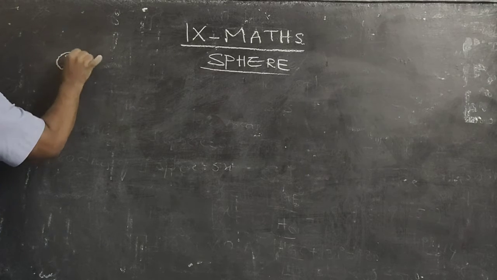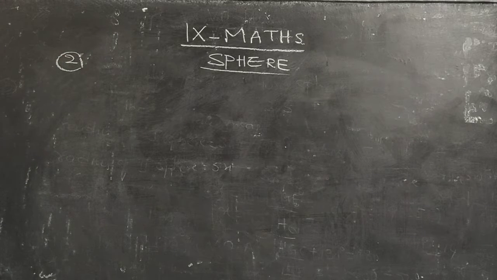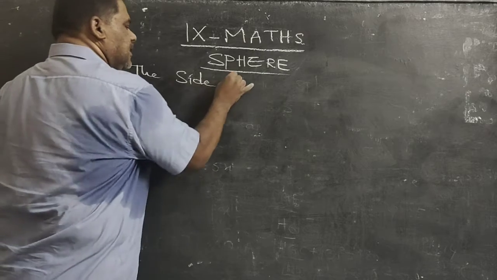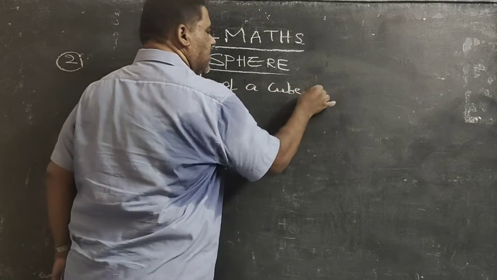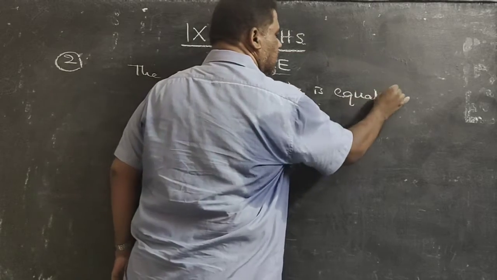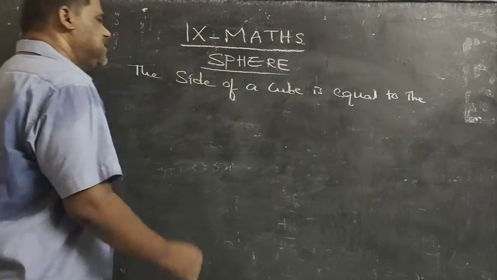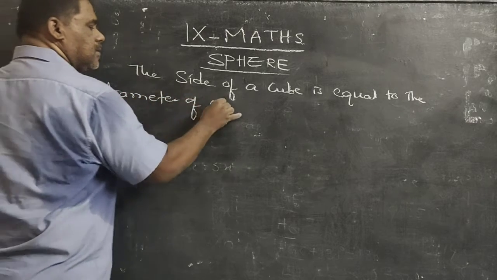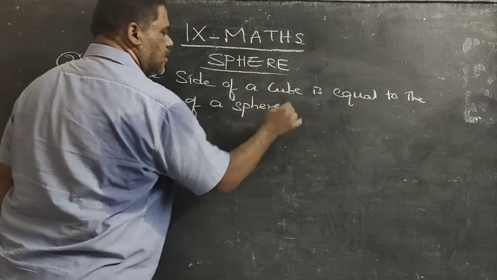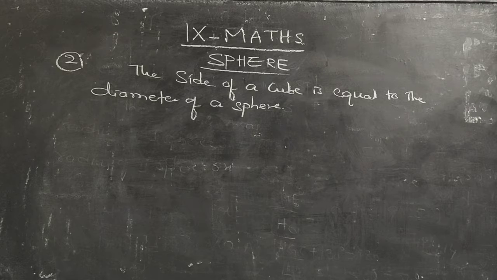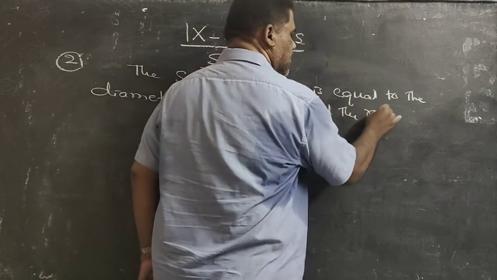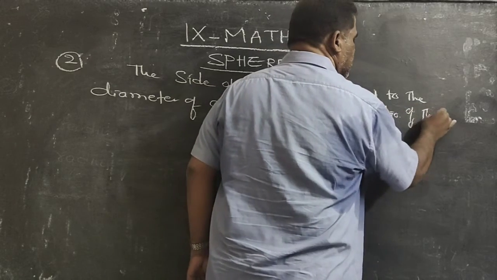Right, next one. The side of a cube is equal to the diameter of a sphere. Find the ratio of their volumes.